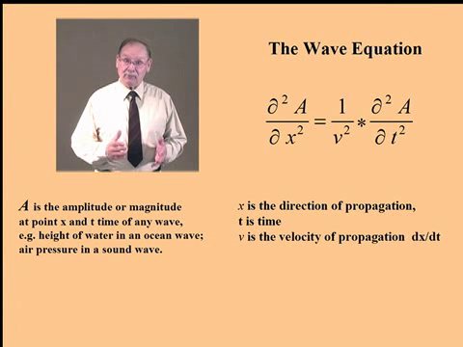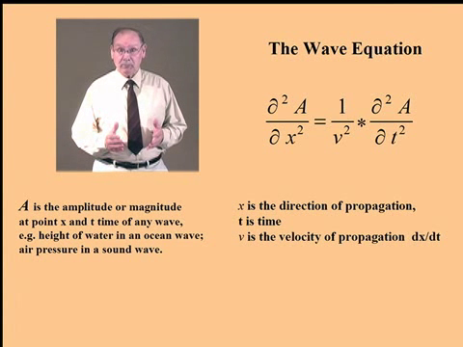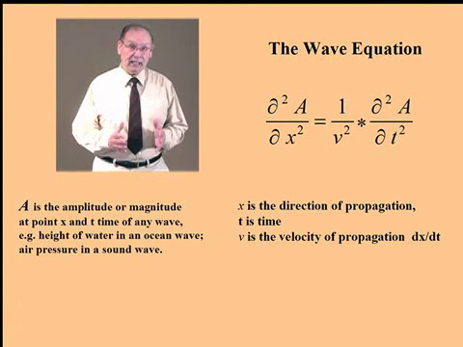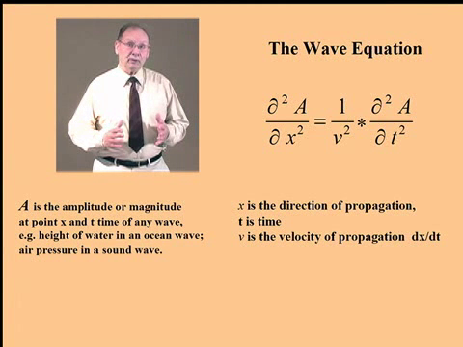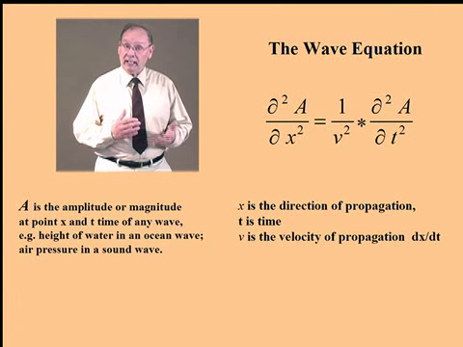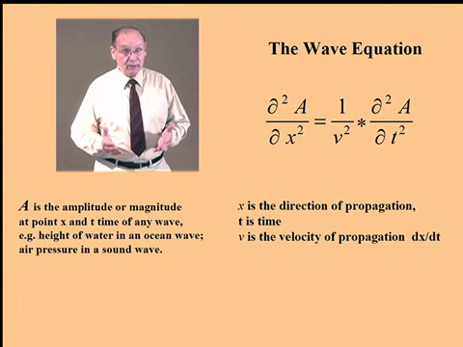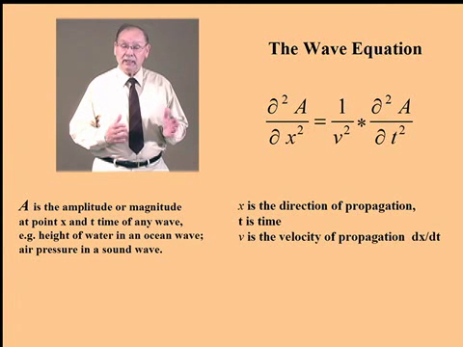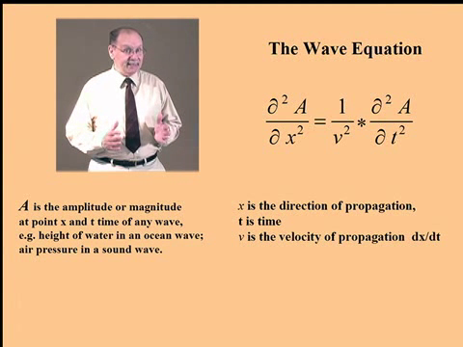This slide shows the actual wave equation. A is the amplitude of the wave, and then there are variables x for distance and t for time. But this wave equation describes all kinds of waves: waves of an ocean surface, waves on a piano string, a violin string, sound waves. So it's not peculiar to electromagnetism.